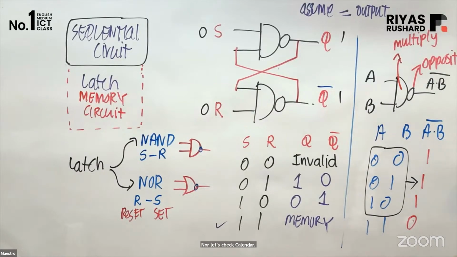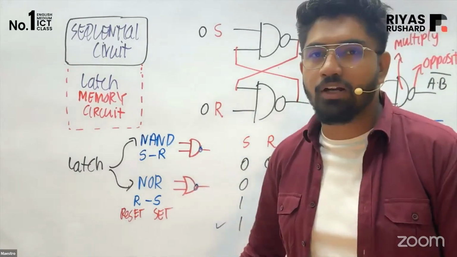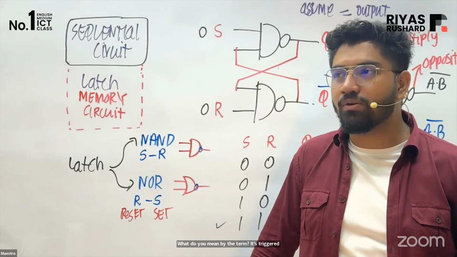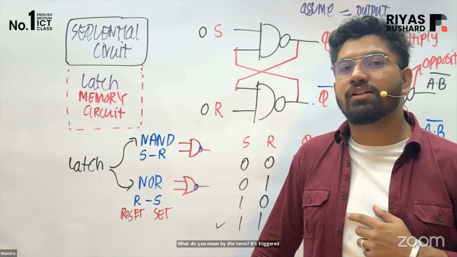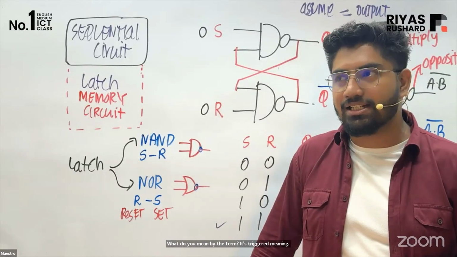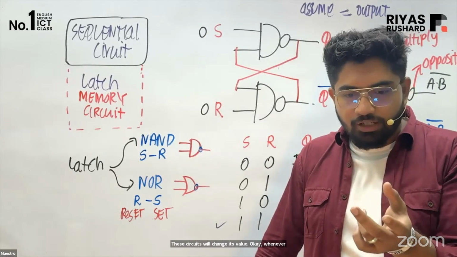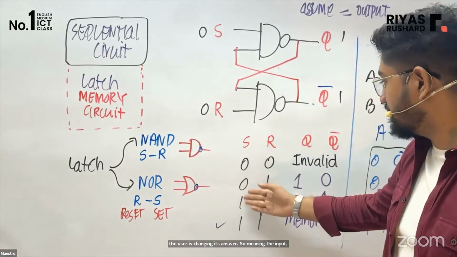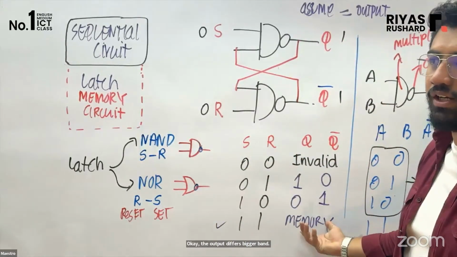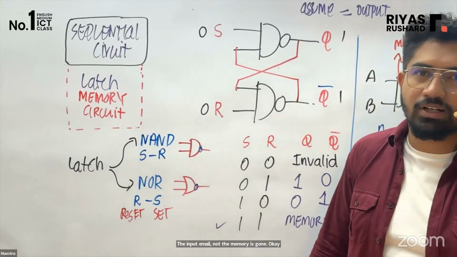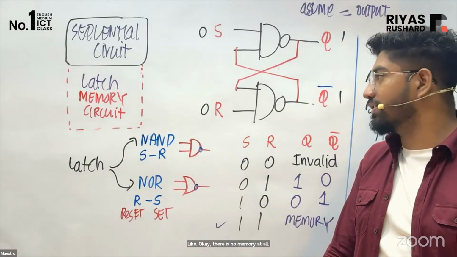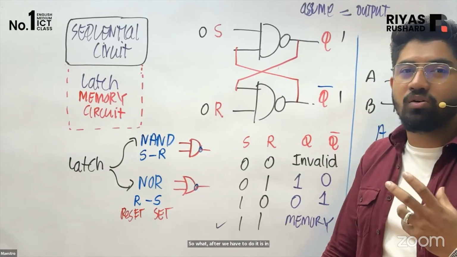Now these are edge triggered circuits. What do you mean by the term edge triggered? These circuits will change their value whenever the user changes the input. If the input changes, the output differs. Because the input changed, the memory is gone. There is no memory at all. So we have to control the circuits.